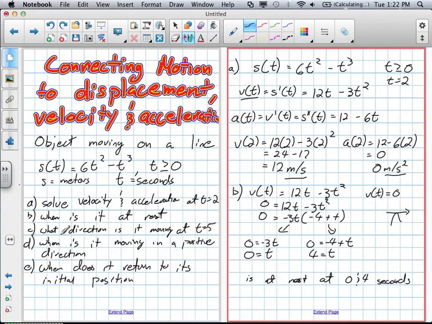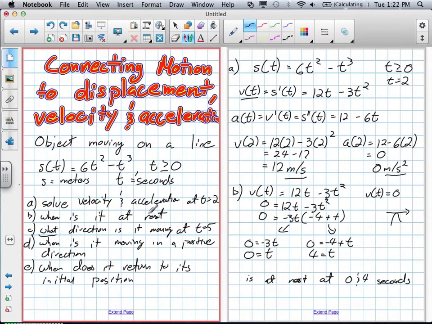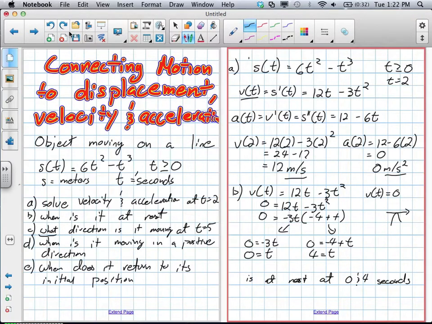Jump back again. Third question. What direction is it moving at t equals 5? Now, direction we're moving. Remember, that had to do with positive and negative velocity. Okay? So we know we're on a line here. Let's go back to the other page. Zoom in.